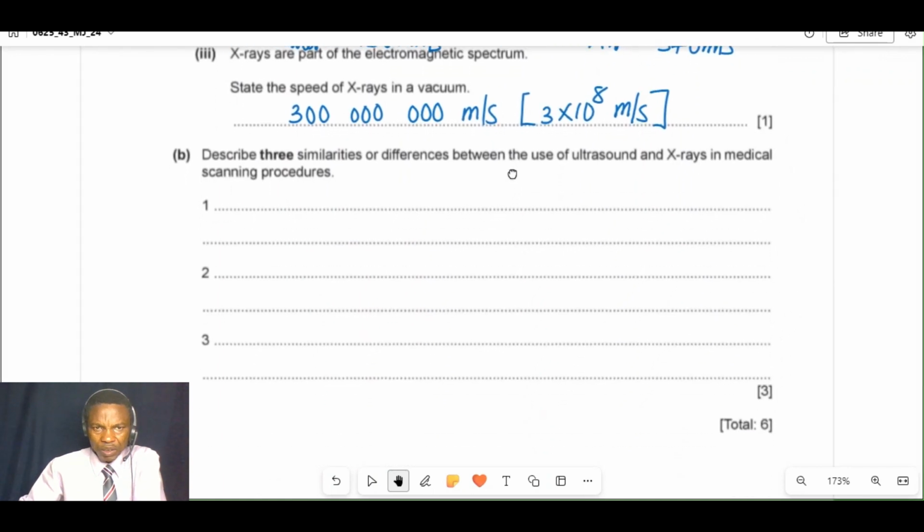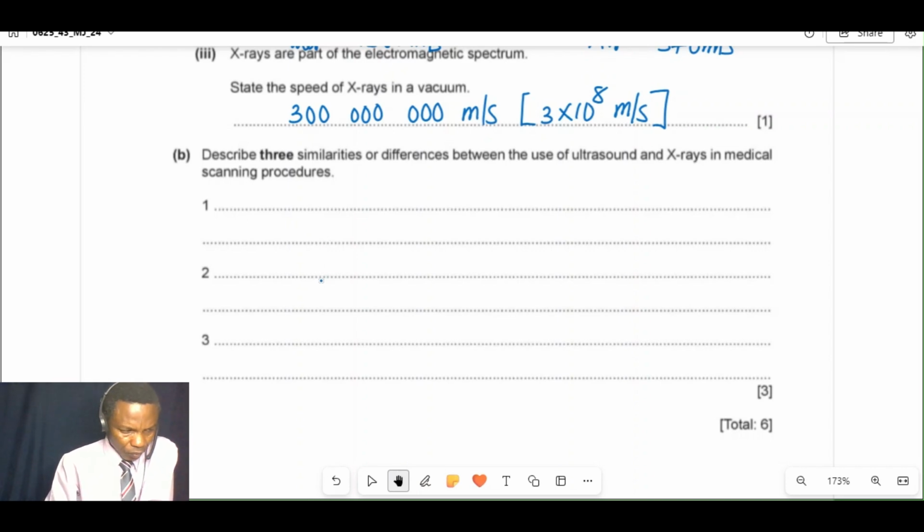Now, describe three similarities or differences between the uses of ultrasound and X-ray in medical scanning procedures. Let's look at the similarities first, then later we can look at the differences.